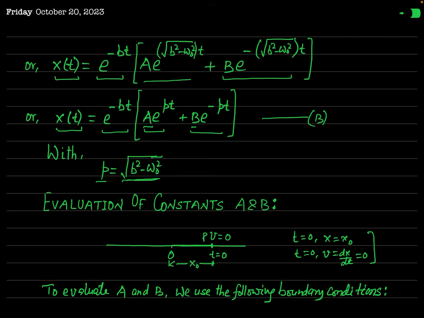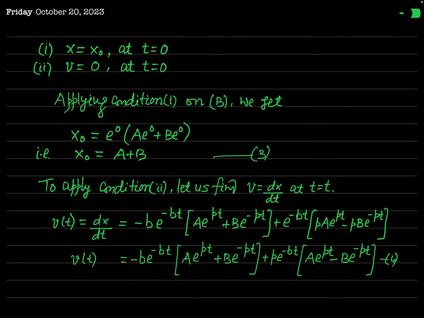So what is your first boundary condition? This is x equal to x naught when t is equal to 0. And what is your second boundary condition? It is dx by dt equal to 0 when t is 0. I have written it here for your convenience. The first boundary condition is x equal to x naught at t equal to 0, and v equal to 0 at t equal to 0. Applying these two boundary conditions, we can easily evaluate the arbitrary constants a and b.